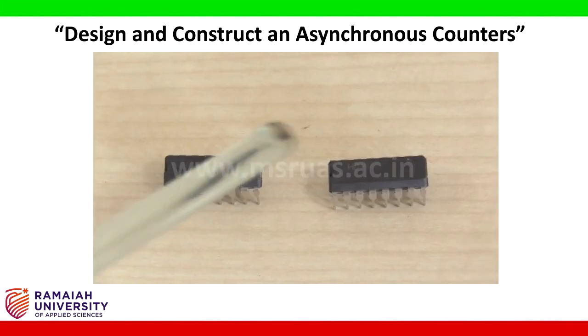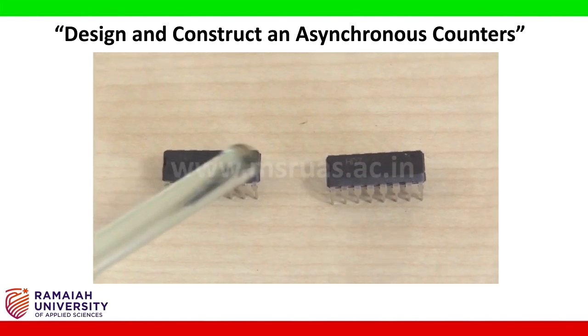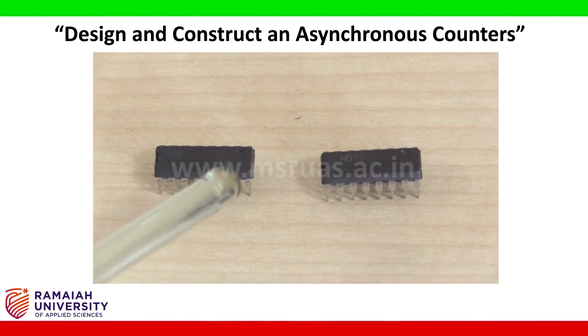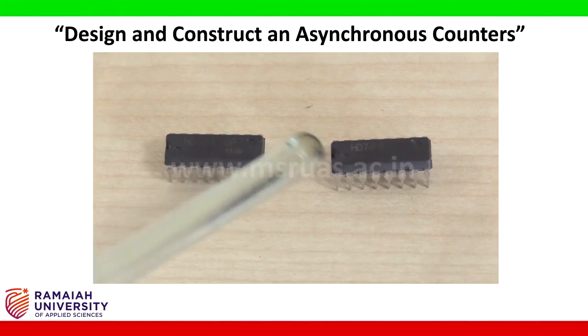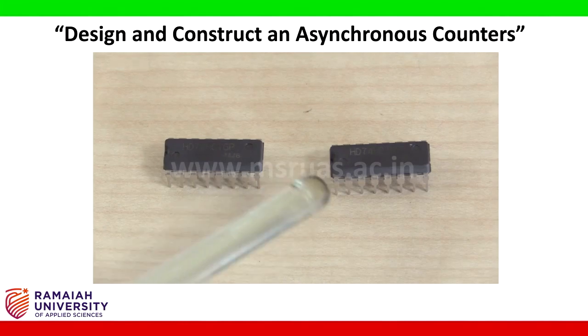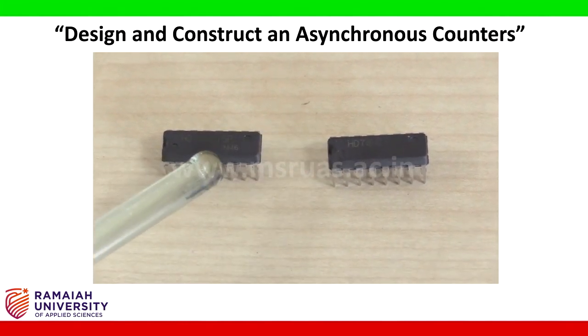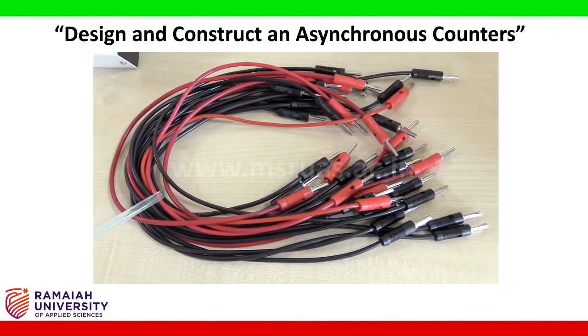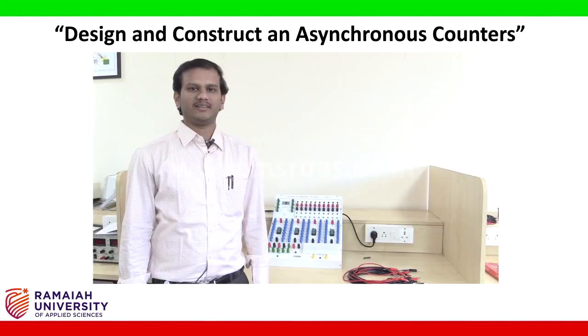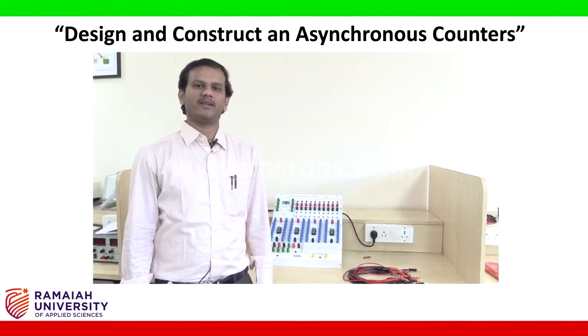These are the two 7476 ICs which we are using to perform asynchronous up counter and down counter. Both ICs are 16 pin ICs and patch cords which we are using to connect the circuit. Now let us connect the logic circuit based on the given logic diagram.